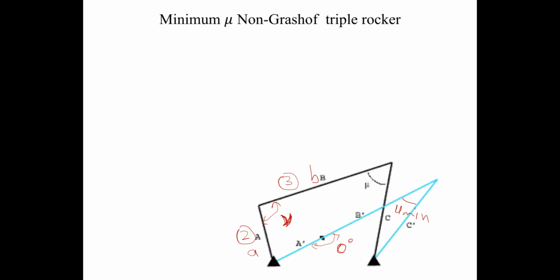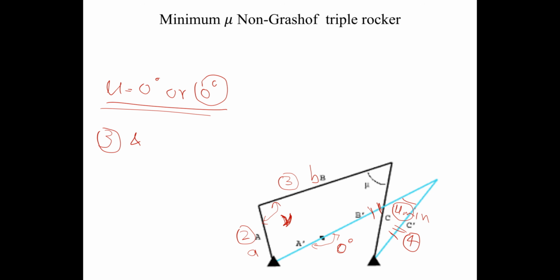The other toggle positions are those where this link and this link become collinear. When these two links become collinear, automatically this mu will be either equal to 0 or equal to 180, which again will be considered 0 because we are taking the acute value. So the first minimum mu in a non-Grashof triple rocker will be equal to 0 when link number 3 is collinear with link number 4.